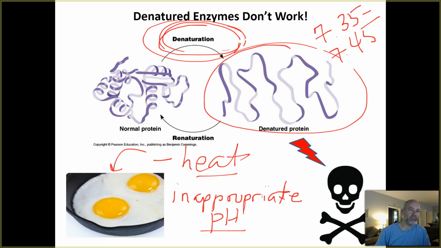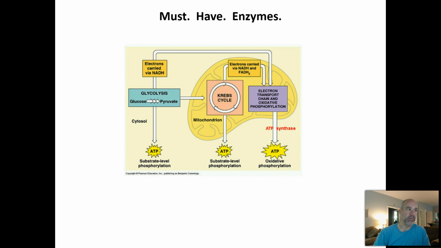You've also got to maintain proper body fluid concentrations of various electrolytes in order for your proteins to have their proper three-dimensional structures. Otherwise, they'll denature. So all of those different types of things are critical for your enzymes to have their proper shape.